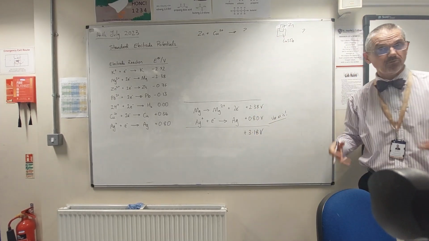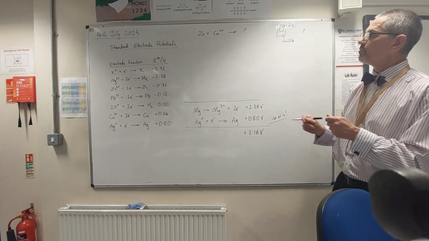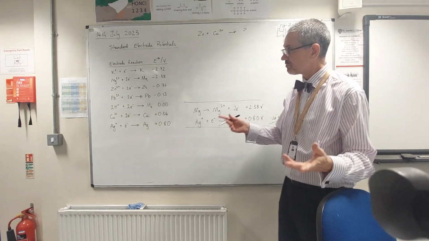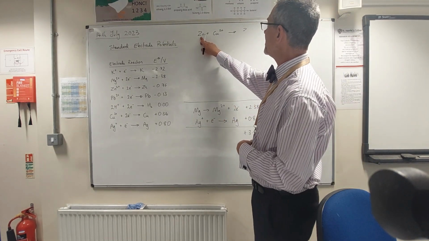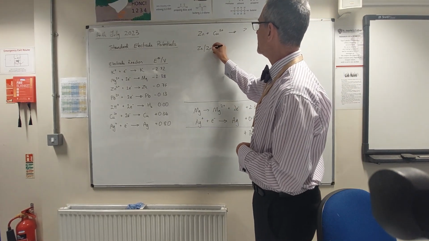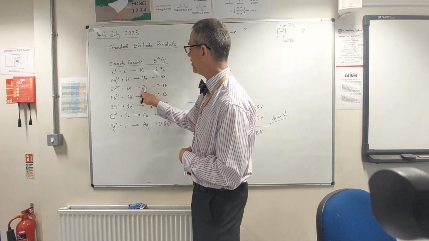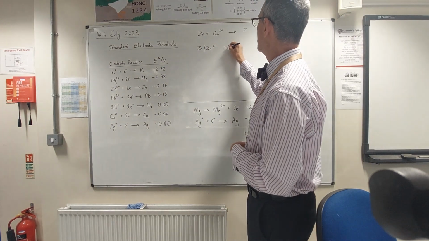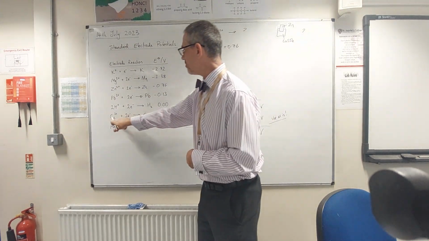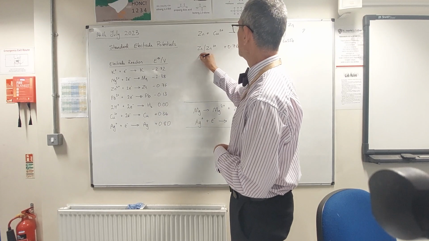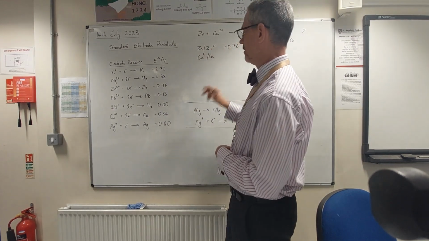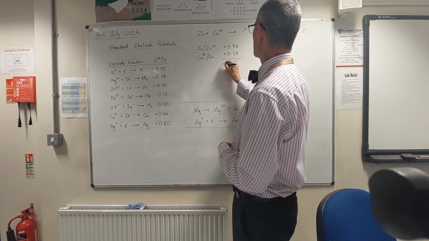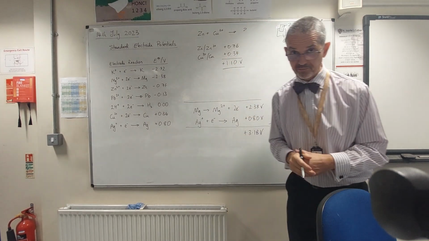Does it react? Well, yes, it does, of course. But how do we know it reacts just from the electrode potential data? Well, we look it up. So zinc would be forming zinc 2+ ions. So we're going in the opposite direction for that reaction, so we change the sign of the electrode. And copper 2+ would be forming copper, plus 0.34. Add those together, and the value is positive.